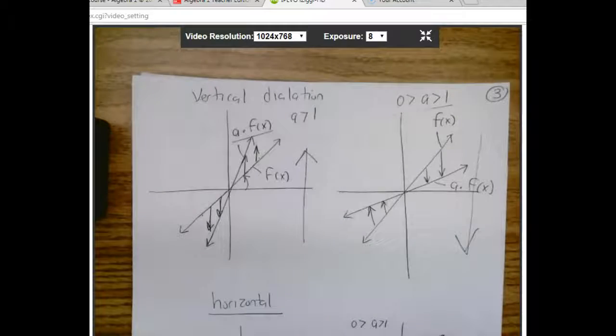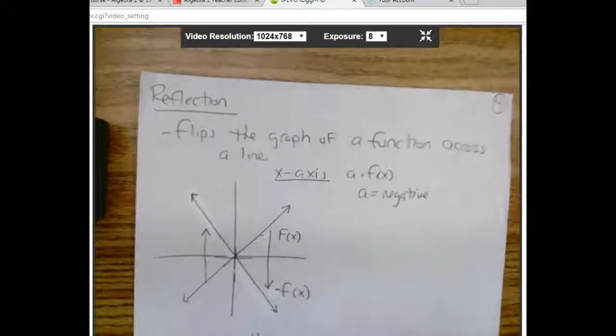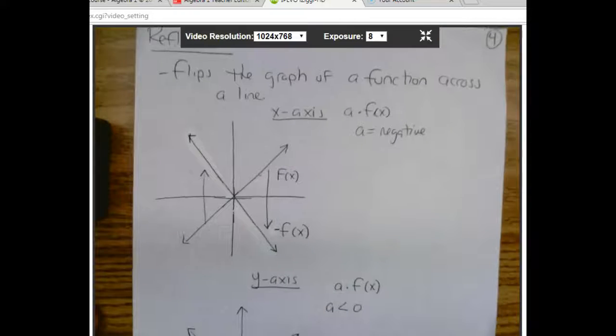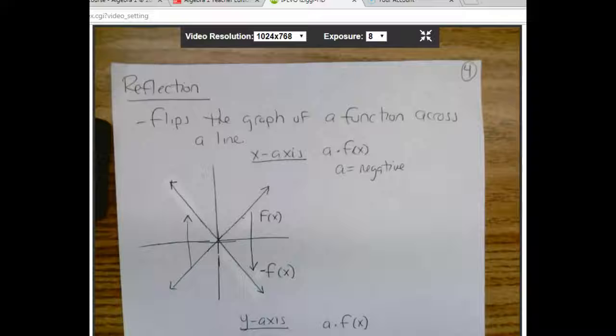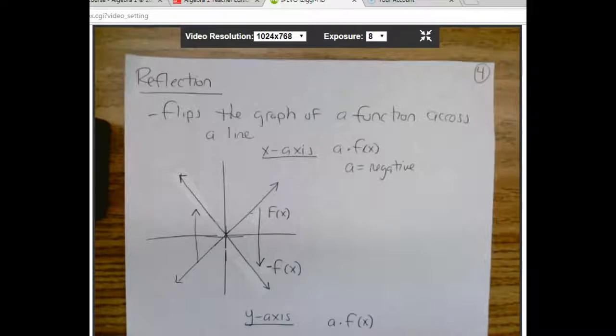And then if we keep going, we have one more to look at. We then have a reflection. Okay? So a reflection is something that flips the graph of a function across a line. This one's maybe not the perfect example to give you, but let me get a marker here to show you.